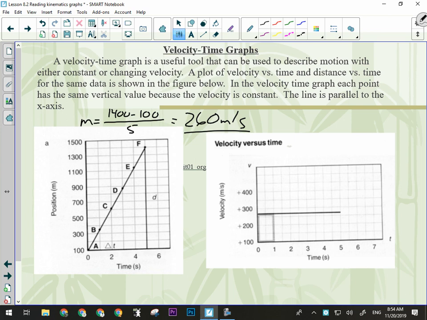This is an object that is actually moving. If it was a position versus time graph and it was a flat line, then you're right. The object's just sitting still. But in this case, the object's moving at a constant velocity.